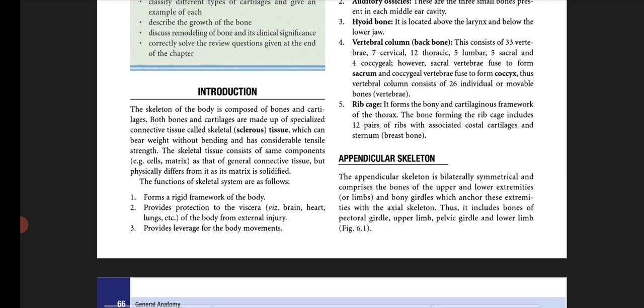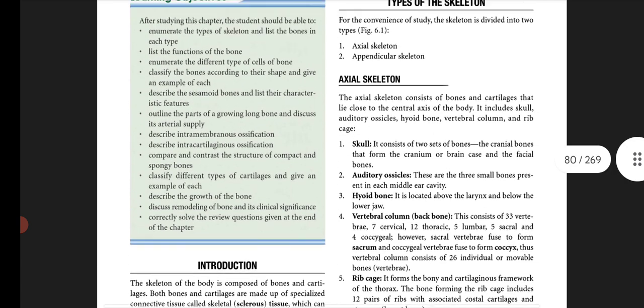Now, the functions of the skeletal system are as follows. It forms a rigid framework of the body, provides protection to the viscera, such as the brain, heart, lungs, etc., from external injury, and provides leverage for body movements.